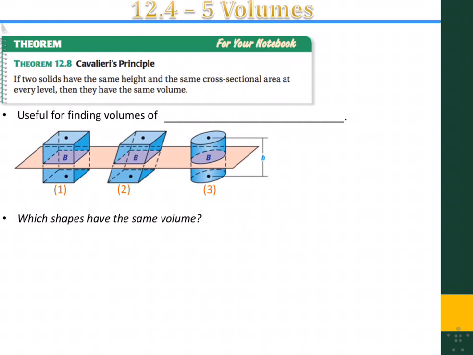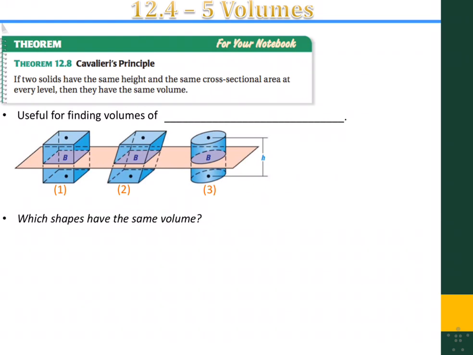So Cavalieri was some guy who noted that if I were to have two solids that have the same height and same cross sections as each other, then their volumes are going to be the same. So a good way to think of this is, imagine I have a stack of books, or like a stack of paper or something.